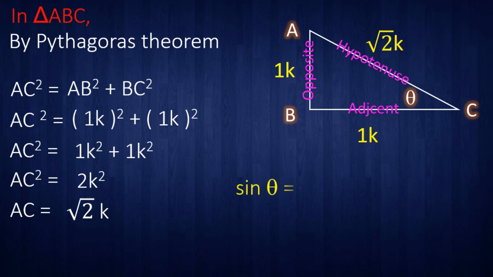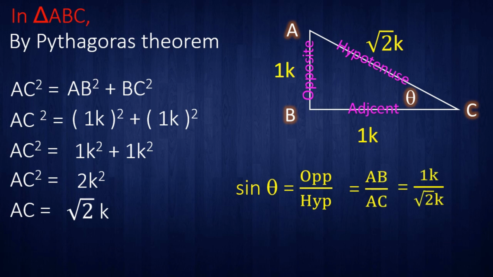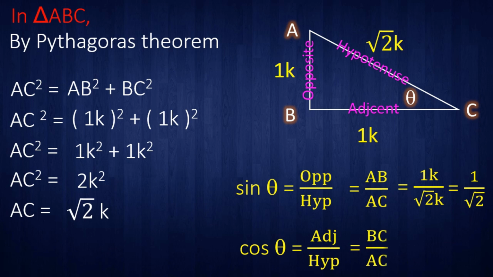Now students, find the unknown ratios. Sin theta is opposite upon hypotenuse. Opposite is AB and hypotenuse is AC. Means AB value 1k, AC value root 2k. K cancel, 1 upon root 2 is the answer. Cos theta is adjacent upon hypotenuse. Adjacent is BC, hypotenuse is AC. Now BC value is 1k and AC value is root 2k. K cancel, 1 upon root 2. So this way we completed the third question.